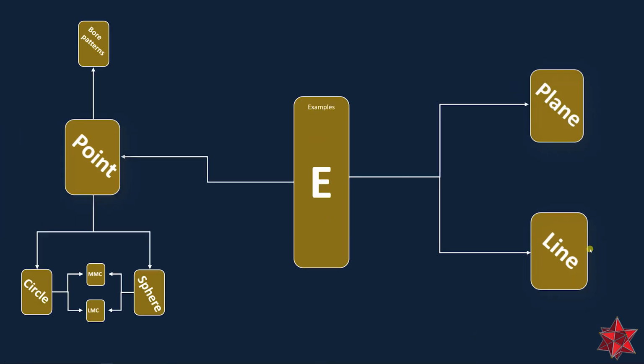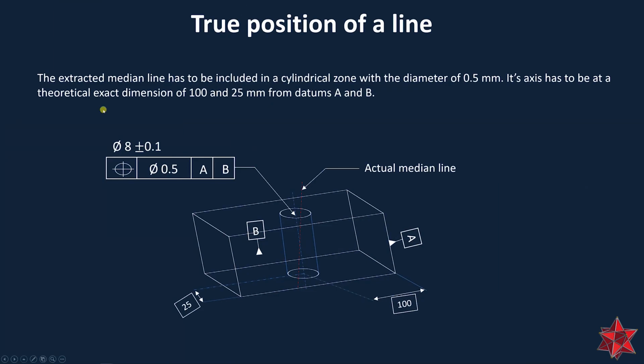And for our last example, the line. The extracted median line in this example has to be included in a cylindrical zone because of the symbol of the diameter. This is why we have a cylindrical zone with a diameter of 0.5 millimeters. Its axis has to be at a theoretical exact dimension of 125 millimeters from datums A and B. Okay, so this is a rare case.